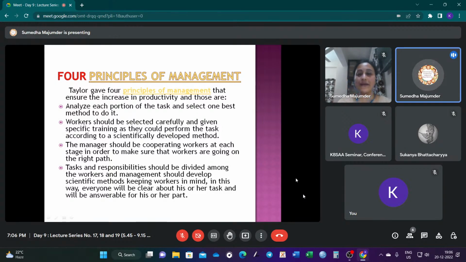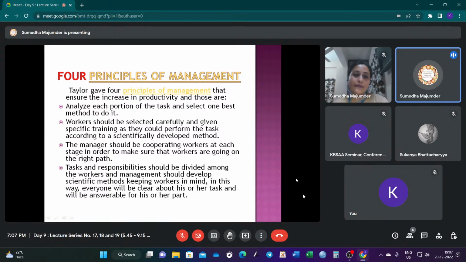From the viewpoint of management, the basic input factors in any business may be called men, machines, money, methods; all these factors are handled by the workforce. So under this scientific thought of management, Taylor first determined the first principle: analyze each portion of the task. That means segregating the overall task of the business into small parts, and adopting the best method so that optimum utilization of resources is feasible.